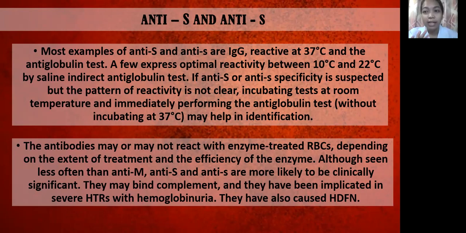In terms of identification, there is the dosage effect, which can be exhibited by many examples of anti-S and anti-s, although it may not be as dramatic as seen with anti-M and anti-N. This dosage effect is commonly seen in anti-S and anti-s. The antibodies may or may not react with enzyme-treated RBCs, depending on the extent of treatment and the efficiency of the enzyme.